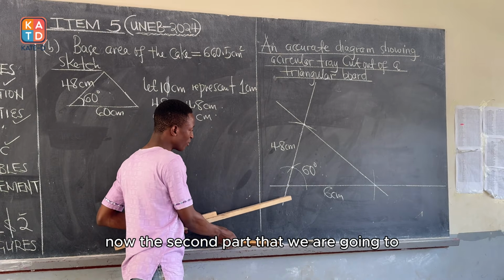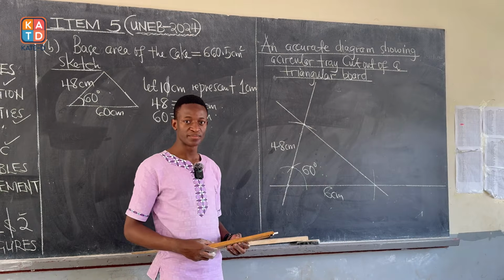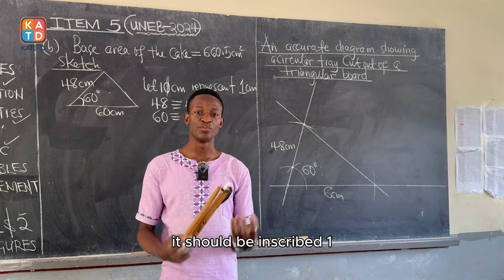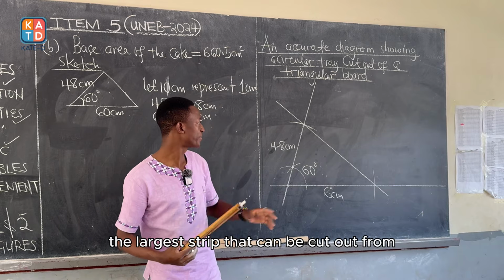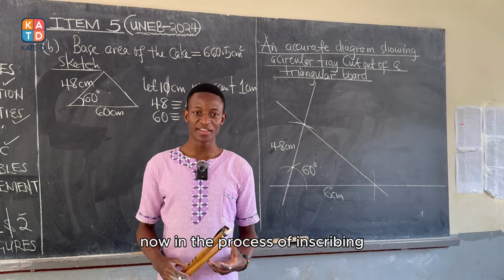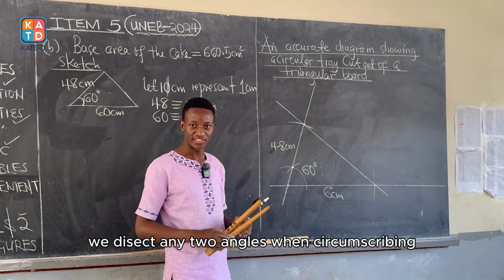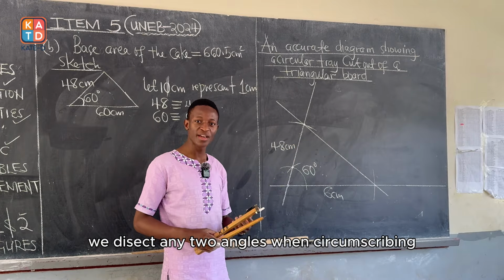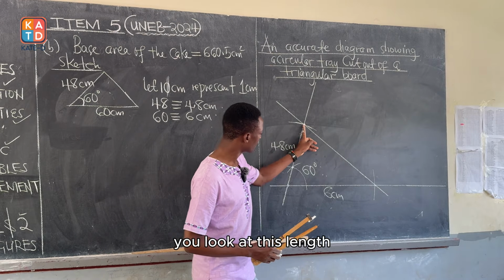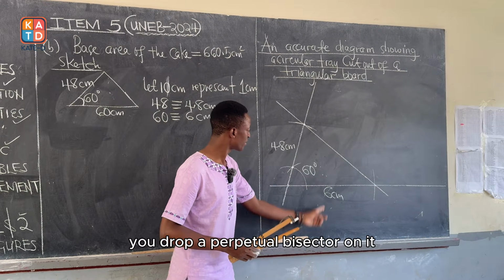Now the second part is the part where we inscribe. We want to get a cutout, and the scenario is telling us that it should be inscribed. We want the largest circle that can be cut out from this triangular board. Now, in the process of inscribing, we bisect any two angles. When circumscribing, we bisect any two lengths. When circumscribing, you look at this length, you drop a perpendicular bisector on it. You look at this length, you drop a perpendicular bisector on it.